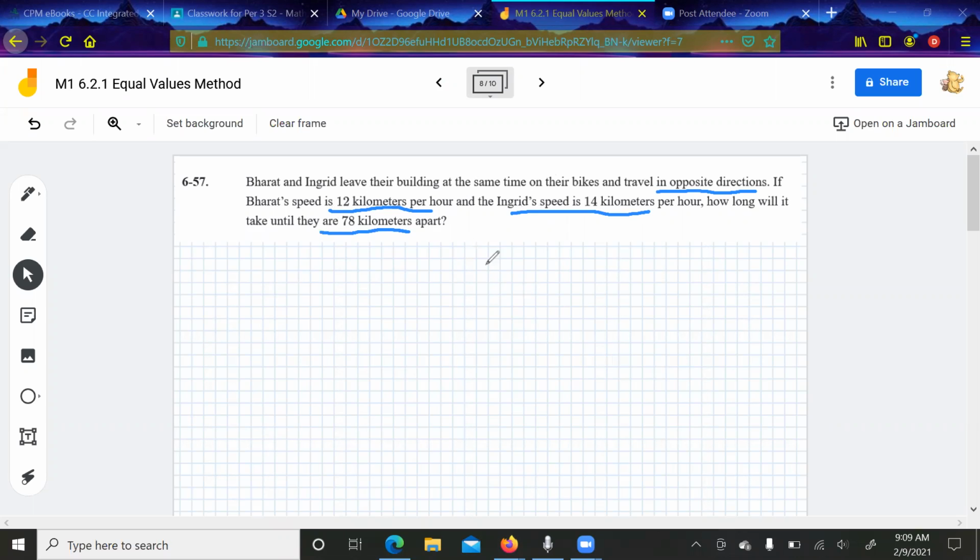Okay, two things here. So let's say they're starting at the same point, but they're going in opposite directions. So if Bharat is going this way at 12 kilometers per hour, and then Ingrid is going in the opposite direction at a faster rate. She's going 14 kilometers per hour. Okay, she's going slightly faster. How long will it take until they are 78 kilometers apart? We want this to be 78 kilometers, because they're traveling kilometers per hour. Okay, that's what we're trying to figure out.